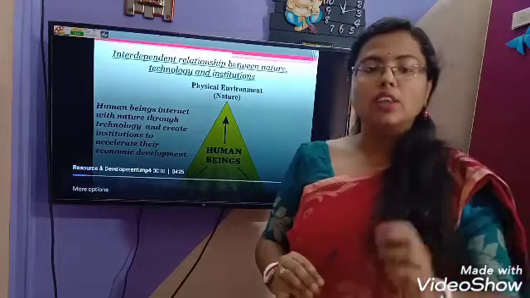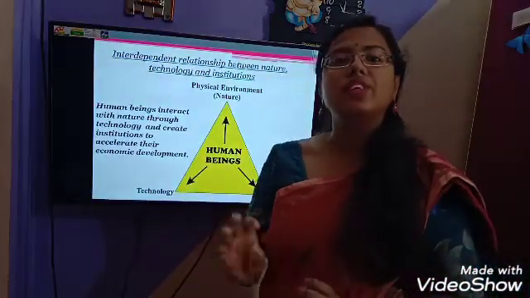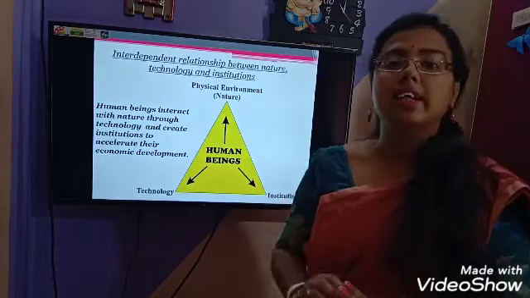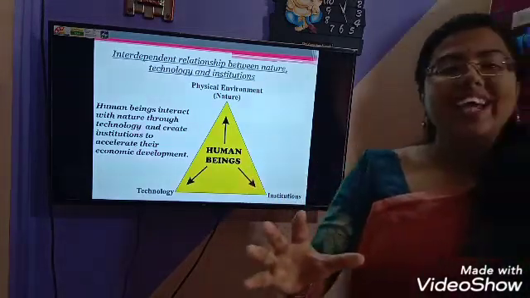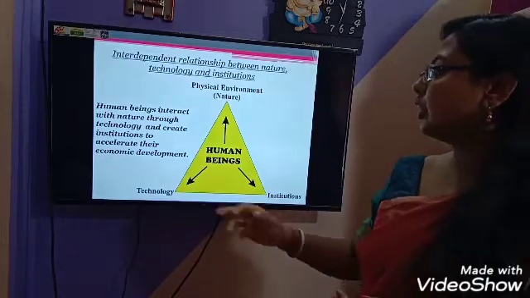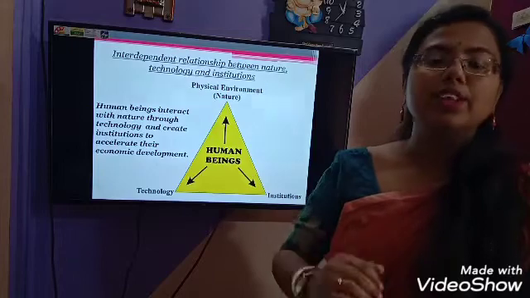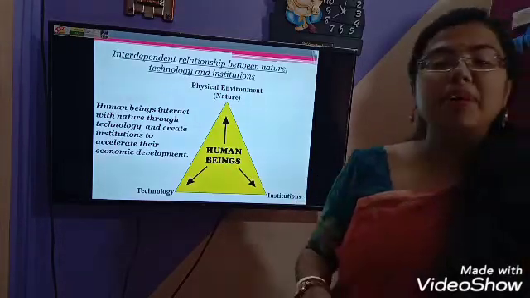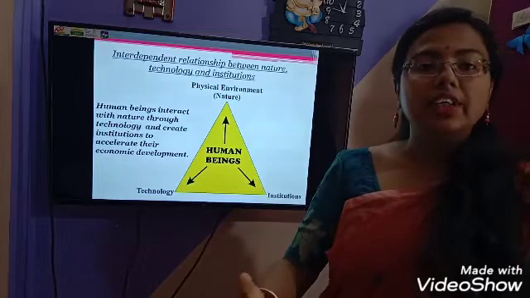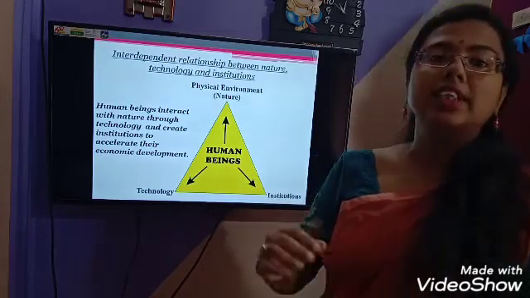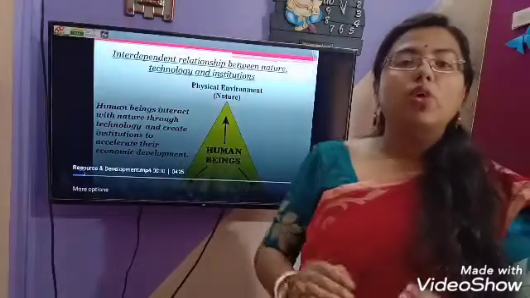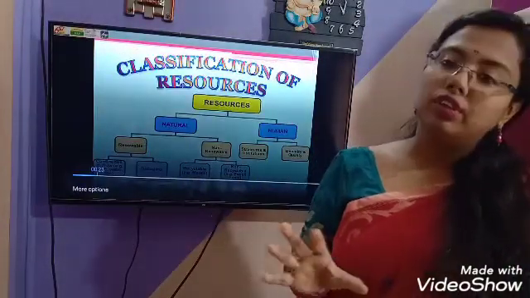Next, the human beings on the earth's surface are mostly related with this resource. There are 3 ways through which human beings are interconnected with the resource. First of all, we get the resource mostly from nature. After that, human beings use technology to access the resources, and then we create institutions for the development of the country or to access the resource in such a way that it can be used for our economic benefit.